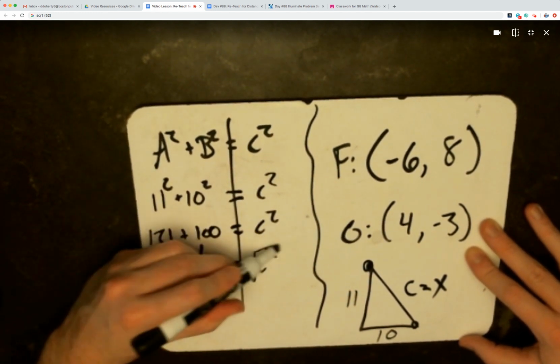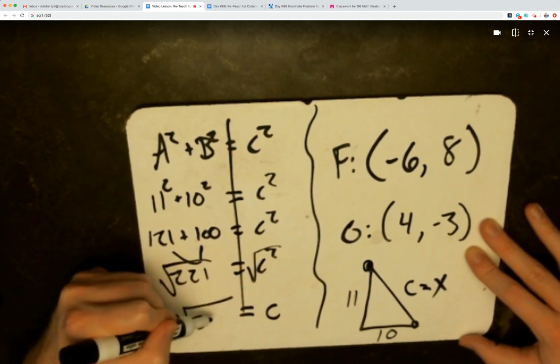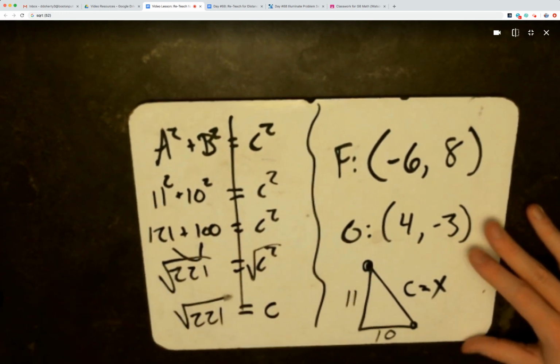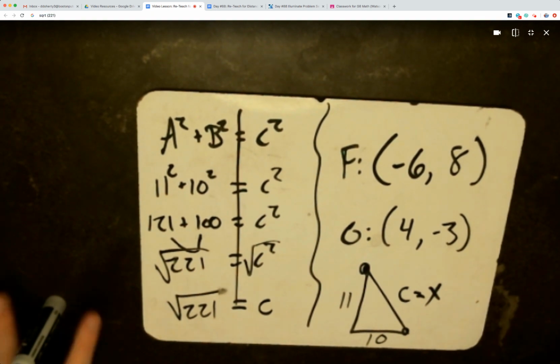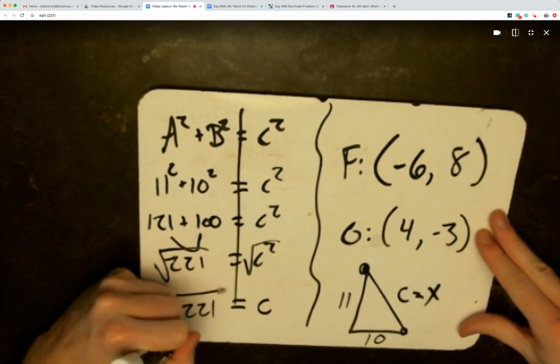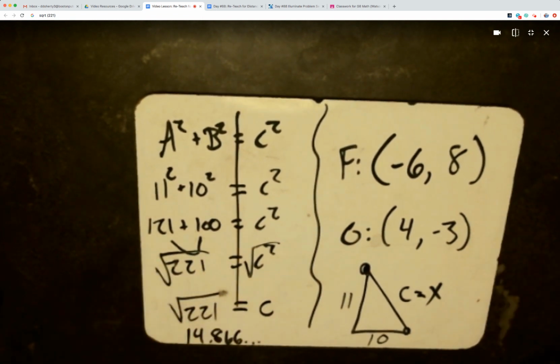We know the last step is to take the square root. So c is going to be equal to the square root of 221. I know 225 is from 15 times 15, so this answer, 221 square root, should be just a little under 15. 14.866. And that decimal continues.